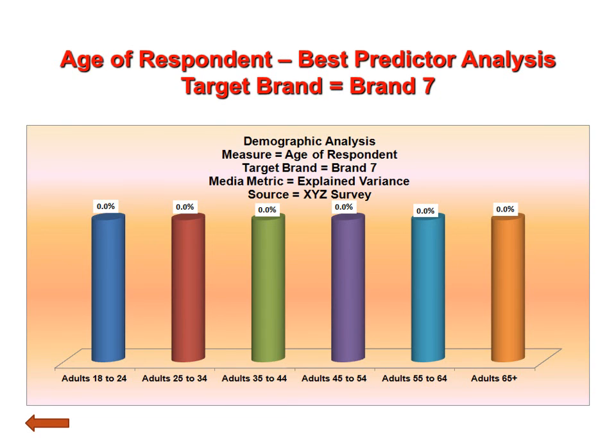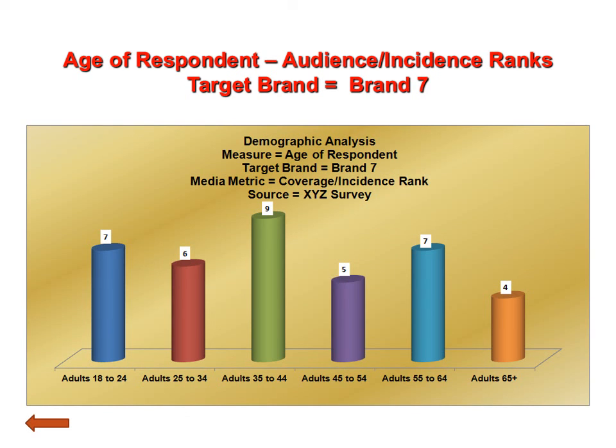This chart shows you how well each age group predicts brand usage. As you can see, none of them predict it well, accounting in all cases for 0% of variance. This is a chart that shows the audience incidence ranks by age group. So in this particular case, brand number 7, which was the target brand, ranked 6th among the 18 brands analyzed with regard to its incidence or coverage of the 25 to 34 age segment.